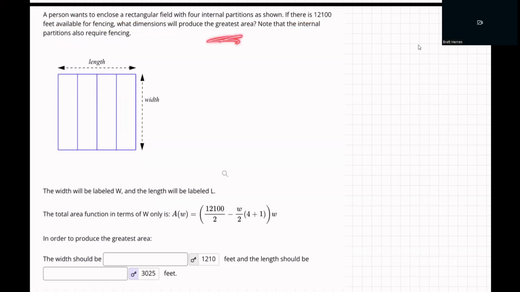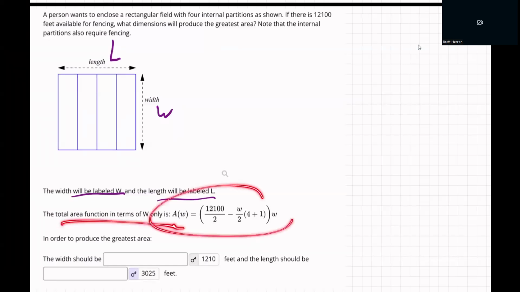So what greatest area? Well, it says down here, width is W and the length is L. And total area in terms of W is there. Now we found that in an earlier part and another question where we did the setup. So now we're going to do the conclusion. Once we have this area formula in terms of W only, let's produce the greatest area. So how are we going to do the greatest area?